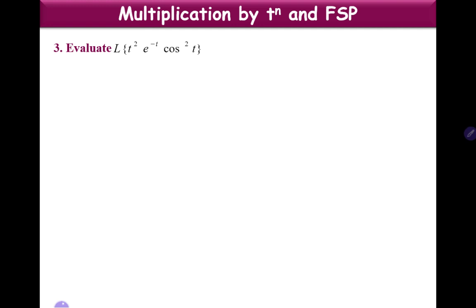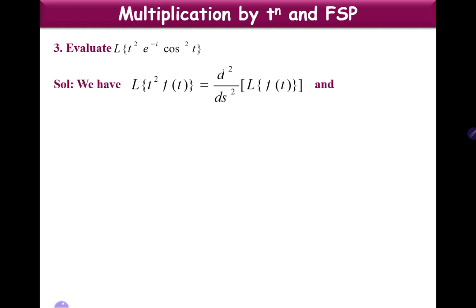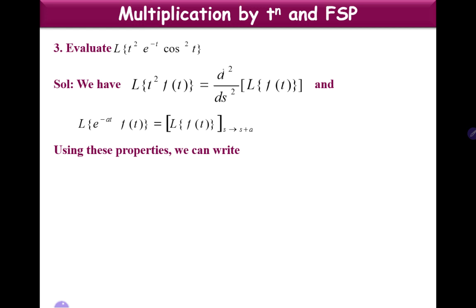Next we will go to another similar problem. Evaluate L of t square into e power minus t into cos square t. So again we have L of t square into f of t and e power a t into f of t also. So we use both the properties here. Using these properties, we can write L of t square into e power minus t into cos square t as first, here I apply the first shift property.